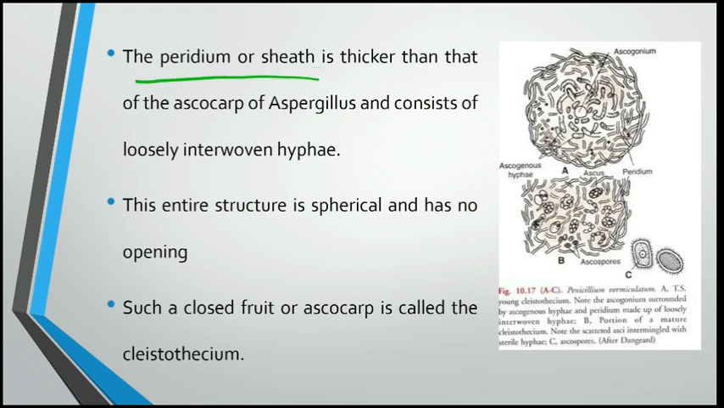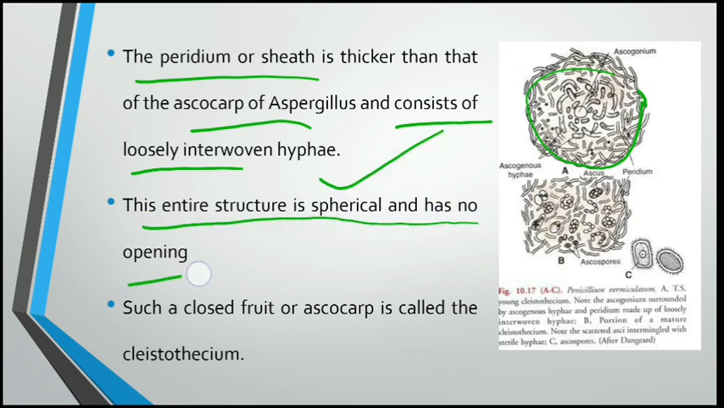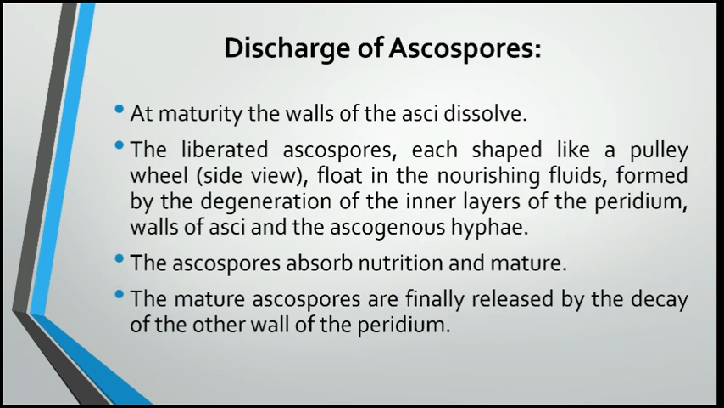The peridium or sheath is thicker than the ascocarp of Aspergillus, and consists of loosely interwoven hyphae. This entire structure is spherical and has no opening. Such a closed ascocarp is called a cleistothecium. It is very, very important. The fruiting body or ascocarp with no opening is called a cleistothecium. Closed ascocarp is called cleistothecium.